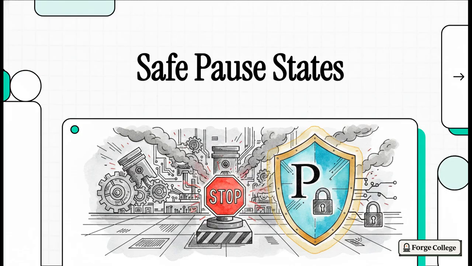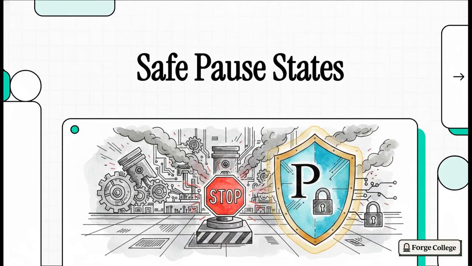You know, in the high-stakes world of Web3, building a smart contract is honestly a bit like engineering a high-speed automated factory. But what happens when something goes sideways? You've got to have a safe way to stop the machinery, right? So that's exactly what we're focusing on today, ensuring safe contract states during pauses.